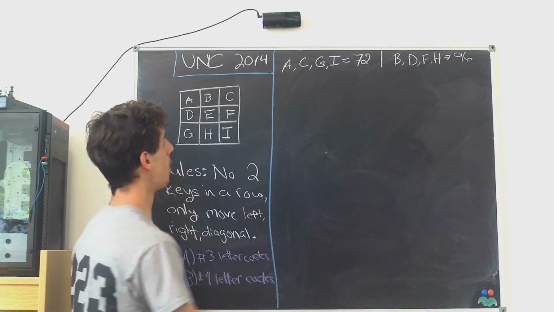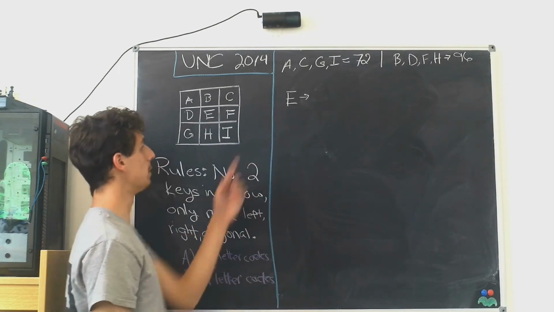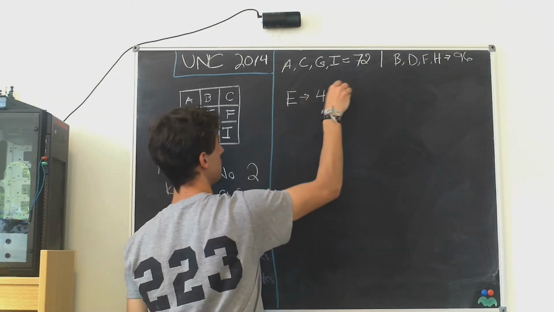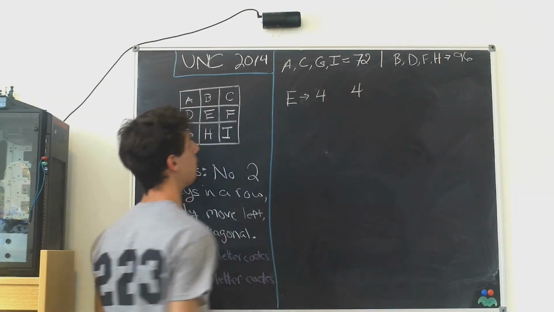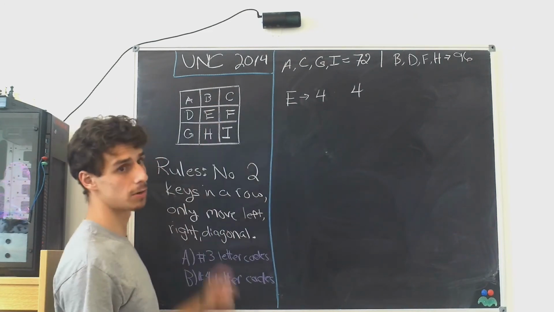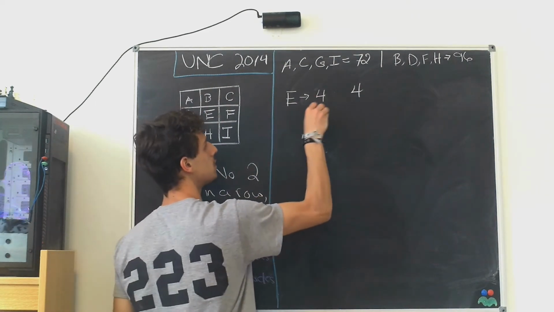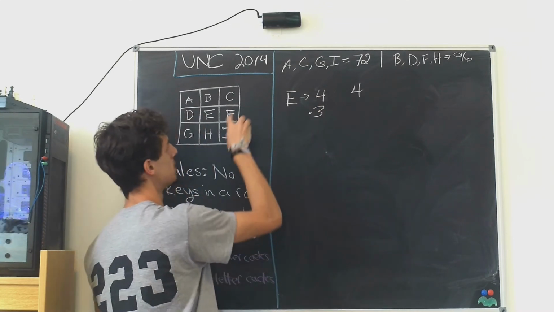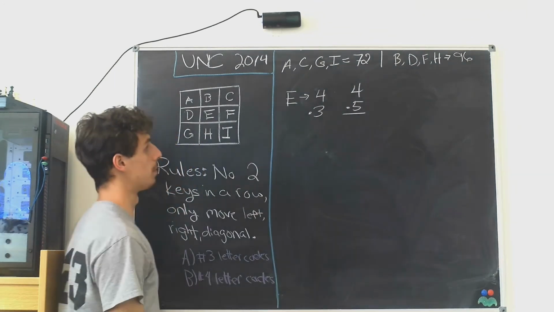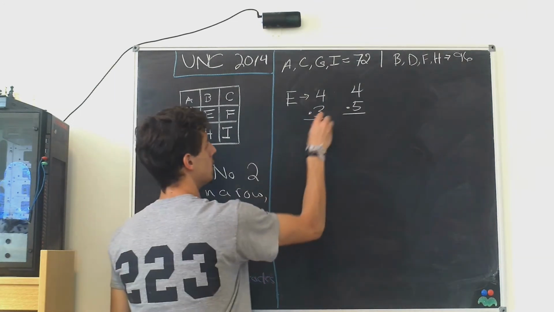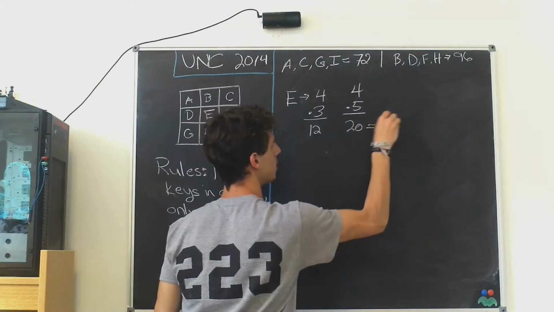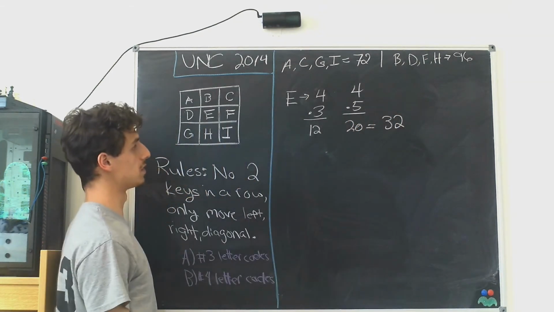Okay, now let's go over when we start with E. So if we start with E, we're going to have to move to either a corner or a side, and those split up 4 and 4. But then if we go to a corner, we know that our last letter is going to be 3 different possibilities. So we can multiply those. And if we go to a side, we know that our last letter is 5 different possibilities. So this gives us 32 different possibilities for when we start with E.